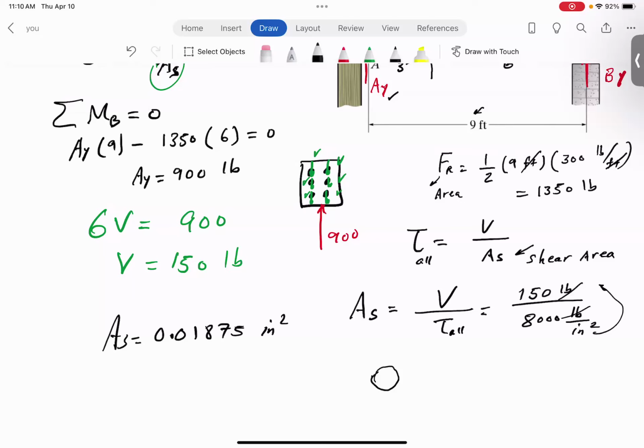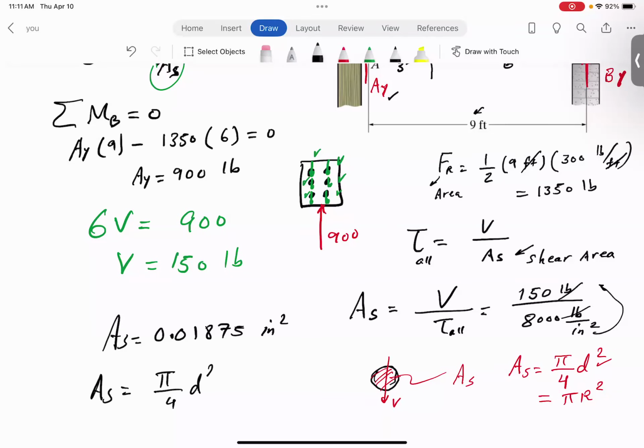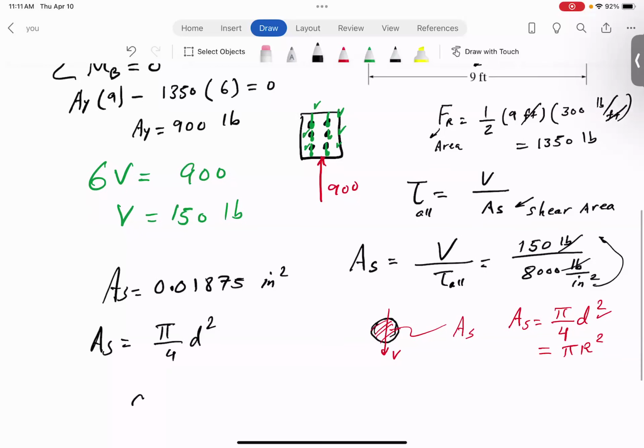So now, what is the shear area? If one nail is like that, this is the shear area, guys, the area where this shear load is acting, right? So area of a circle is what? In terms of diameter, it would be pi over 4 diameter squared, or pi r squared if you want to use the radius. But we want to find the diameter, obviously. So now we go ahead and say, okay, A sub S is pi over 4 diameter squared. Therefore, just rearrange the equation and solve for diameter.